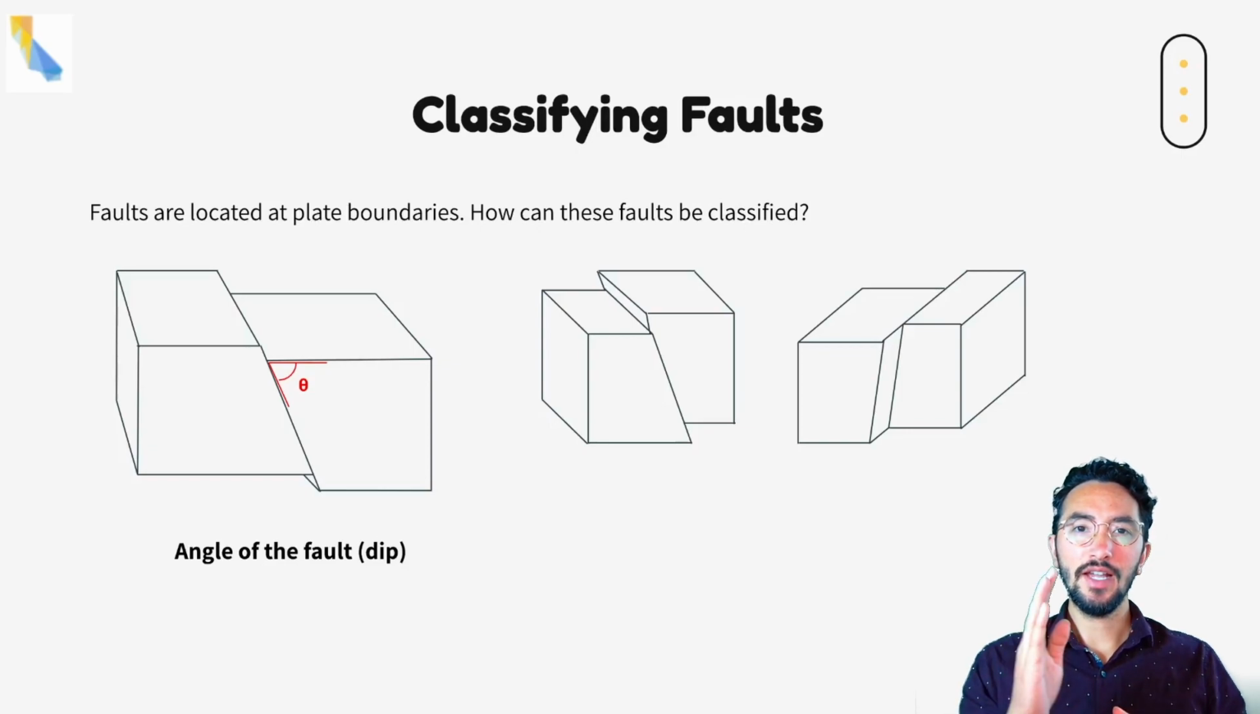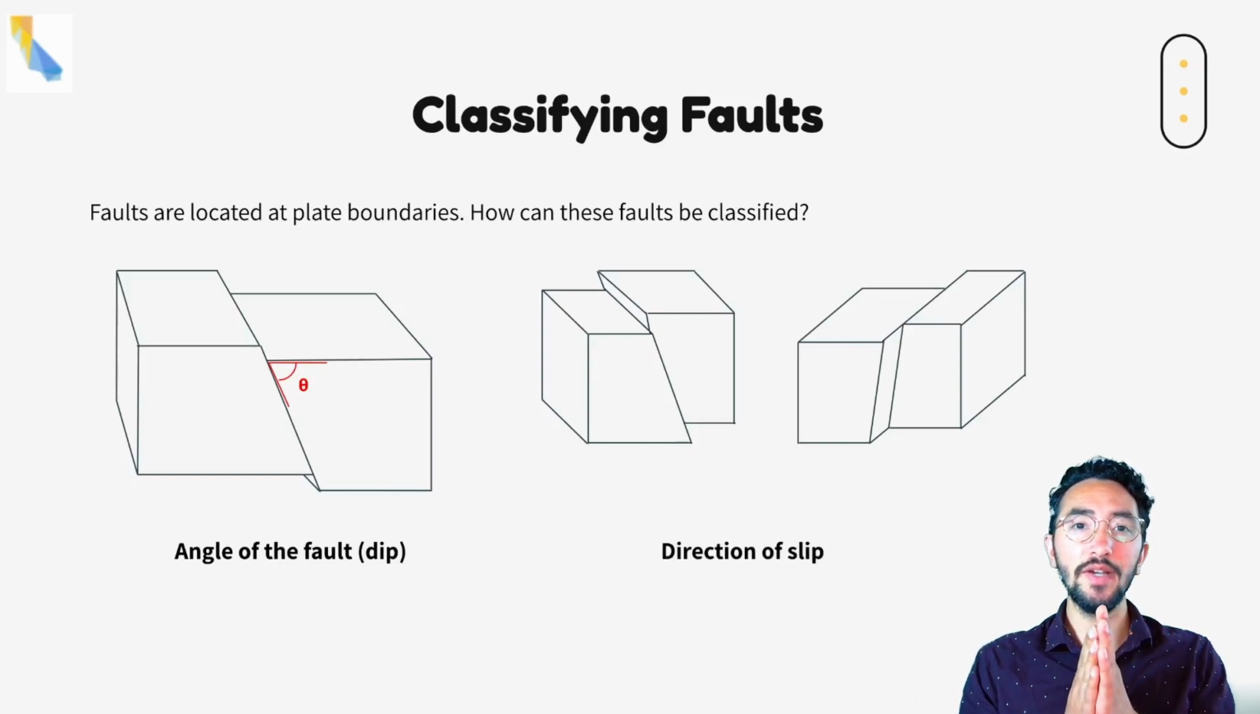So that's how the fault is oriented with respect to the horizontal. And then the other thing is the direction of slip. So how are these two faults going to move past each other? If one of the faults rises up above the other or sinks down, that's called a dip slip.